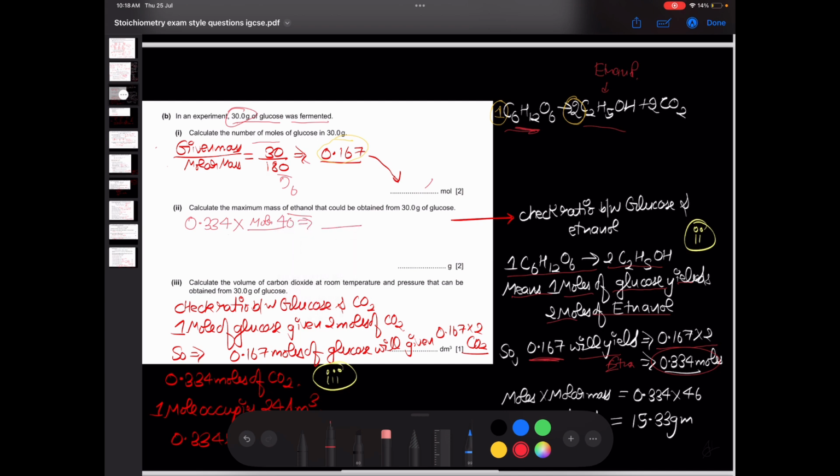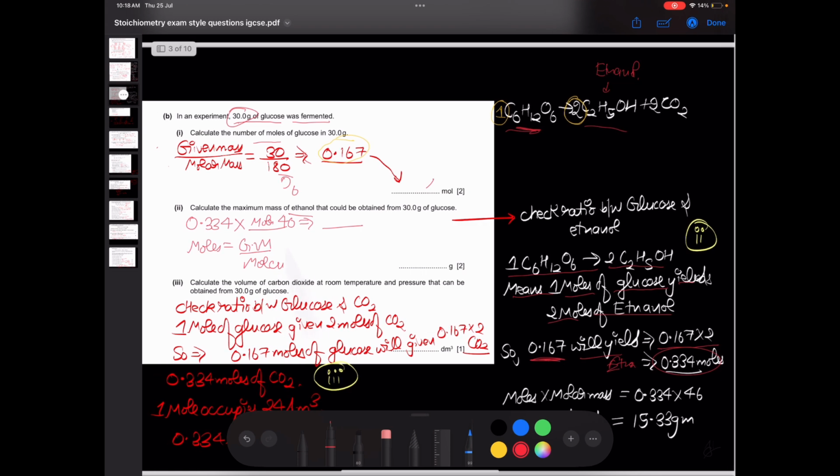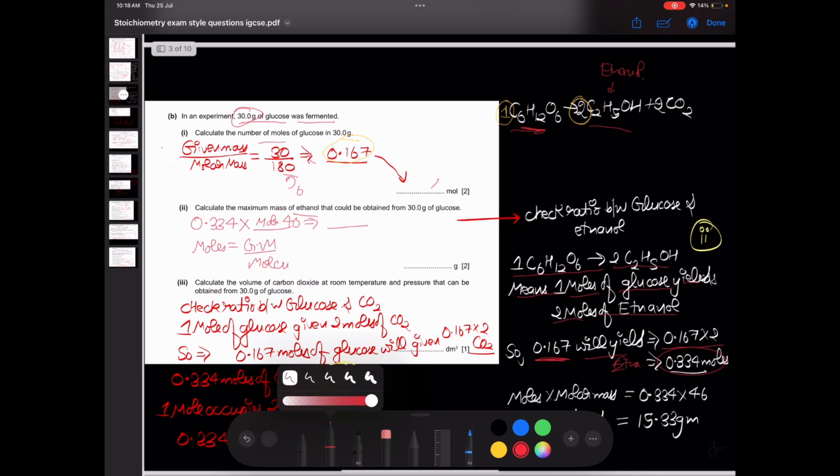Now, why did I do this? Here, I'll tell you the formula. Formula says moles is equal to given mass by molecular mass, right? This is what the formula says. You know the moles. Moles are 0.334. Given mass you're trying to find out, molecular mass you already know, that is 46. So you're ultimately going to multiply anyways. So just remember this thing, multiply moles with molar mass to get the given mass. So that gives you the answer 15.33 grams here.